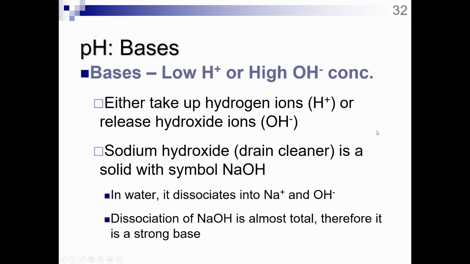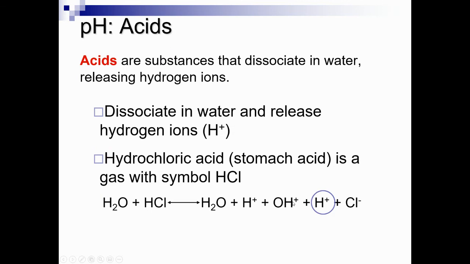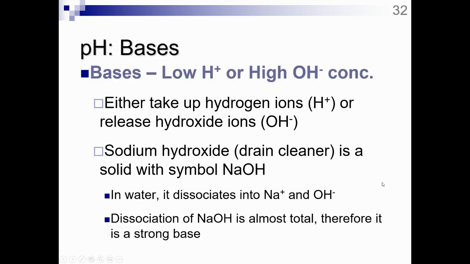Bases give me a high hydroxide concentration. These are relative to each other. Right? So I'm looking at how many of these do I have compared to how many hydroxides do I have compared to hydrogens? Well, here I have more hydrogens, so it must be an acid. Right? And I could get that by either removing hydroxides or by adding hydrogens. Bases have a low hydrogen ion concentration relative to hydroxides.